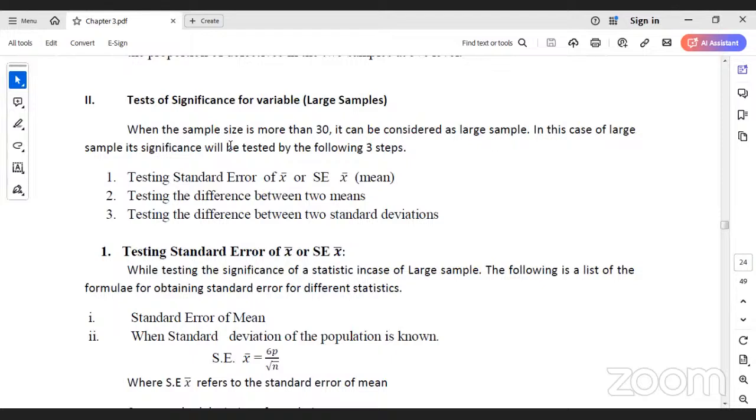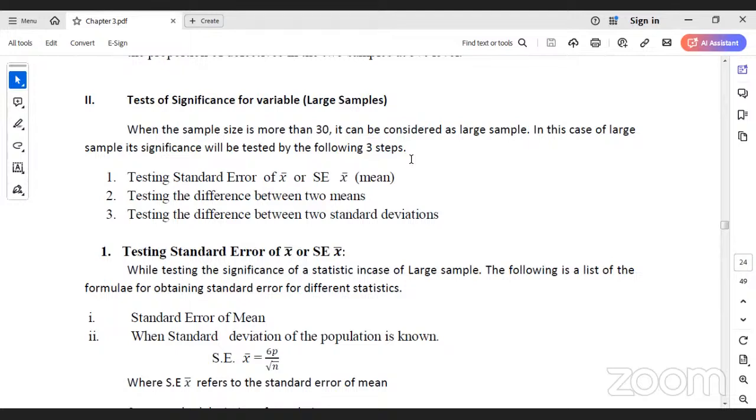When the sample size is more than 30, it can be considered as a large sample. In this case of large samples, significance will be tested by the following three steps. First step is testing standard error of X bar. That is, testing the difference between two means, testing the difference between two standard deviations. So first we are going to see testing standard error of X bar.